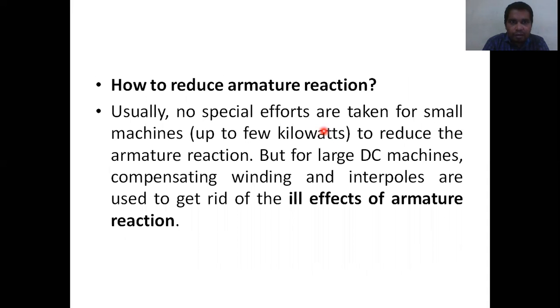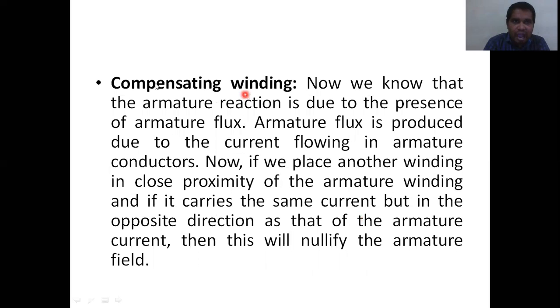We can say how we reduce the armature reaction. So how do we reduce the armature reaction? In small machines, no problem, but in big machines, we have to nullify the armature reaction. Otherwise, the generator voltage will become less or affected. So that's how we do it. Yes, we have the solution, that is compensating winding.